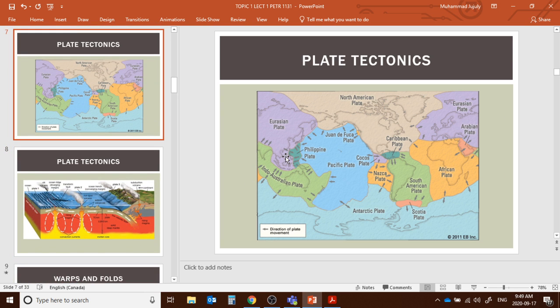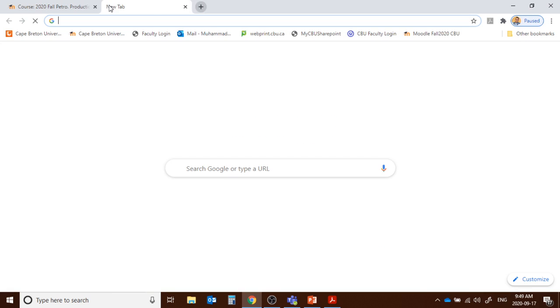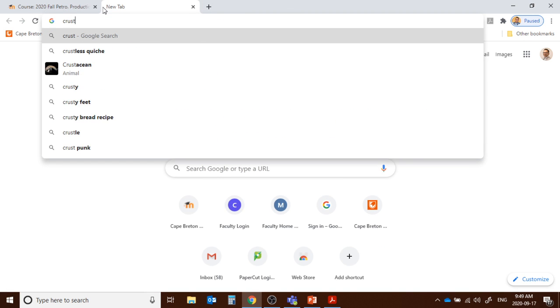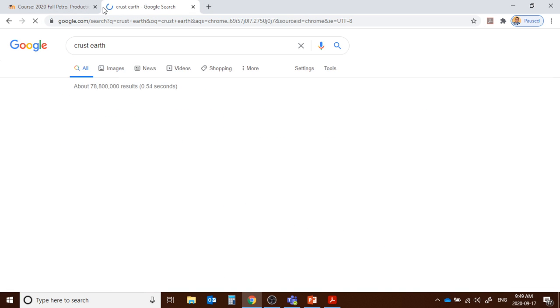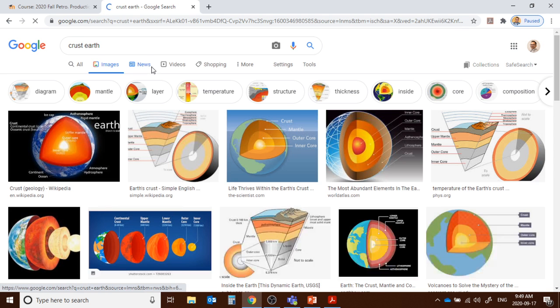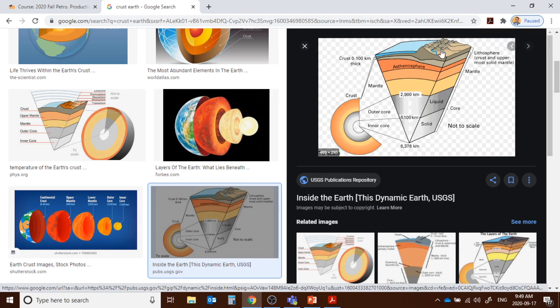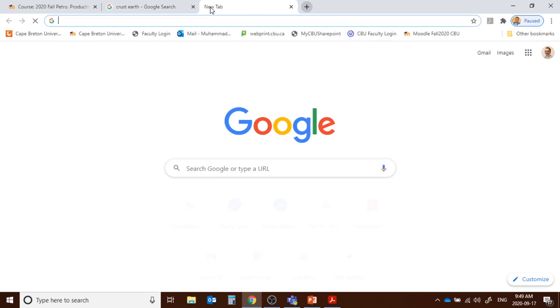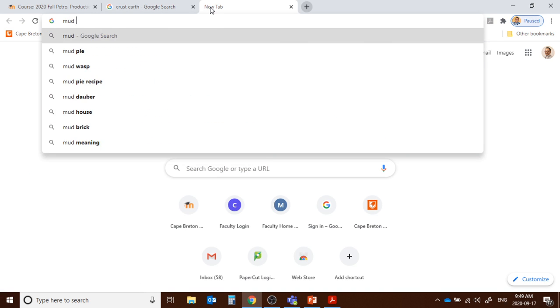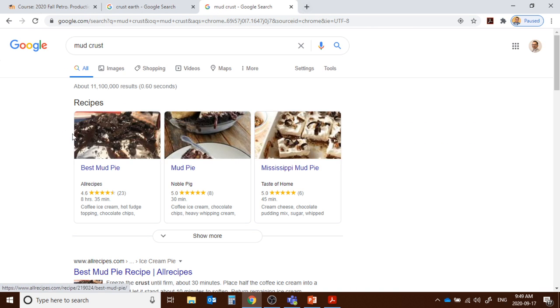So what are these plates? These plates actually look like the crust, like a pizza crust on the earth. Okay, so let me show you how the earth's crust could look like. So like that. So this is the crust. Okay, so these are the crust of the earth, just like the mud crusts.